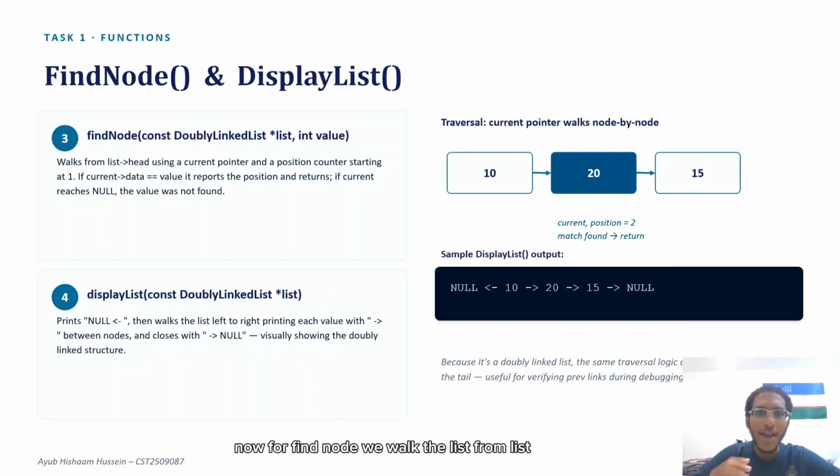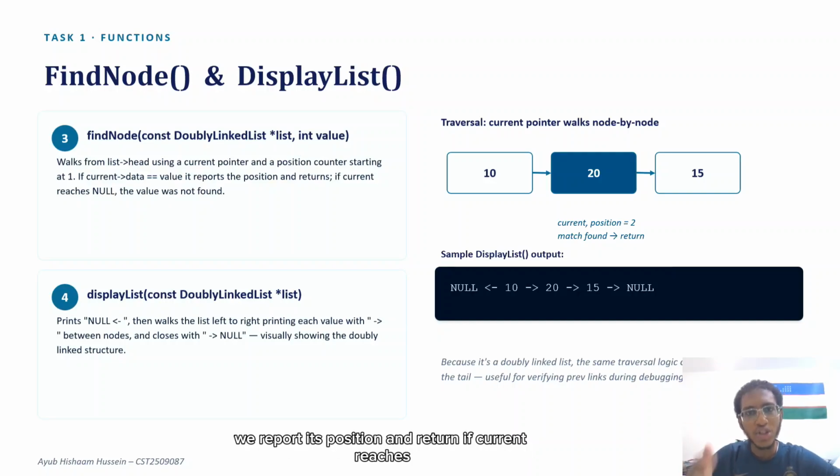Now for find node, we walk the list from list->head using a current pointer along with a position counter that starts at 1. If current->data matches the value we are looking for, we report its position and return. If current reaches null instead, that means the value isn't in the list. In our example here, we're searching for 15. So the counter shows position 2 and we get a match.